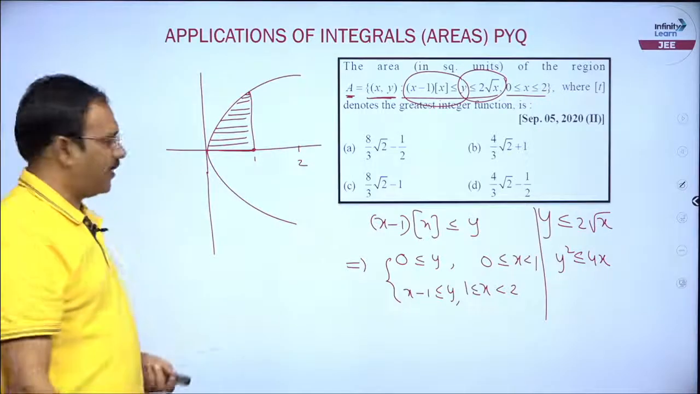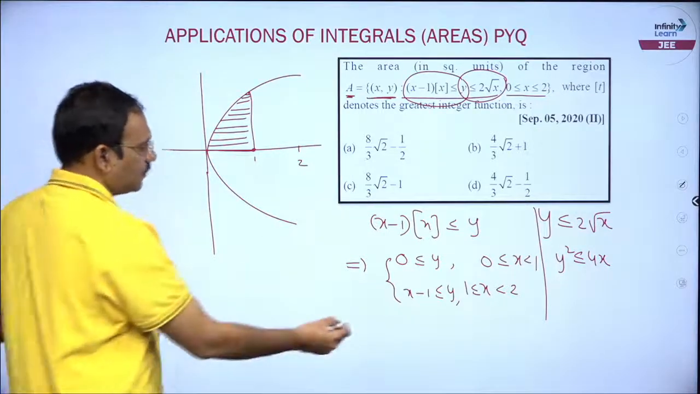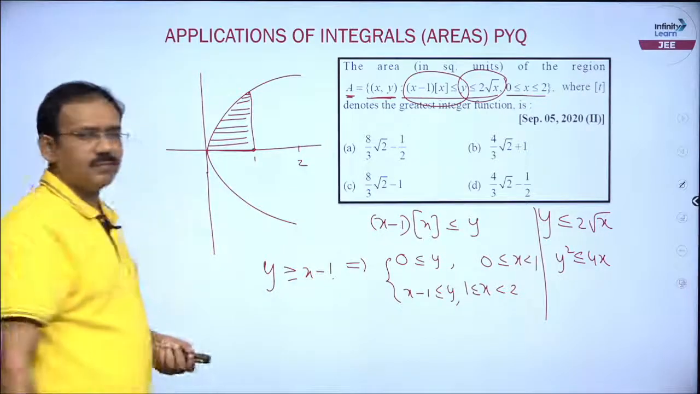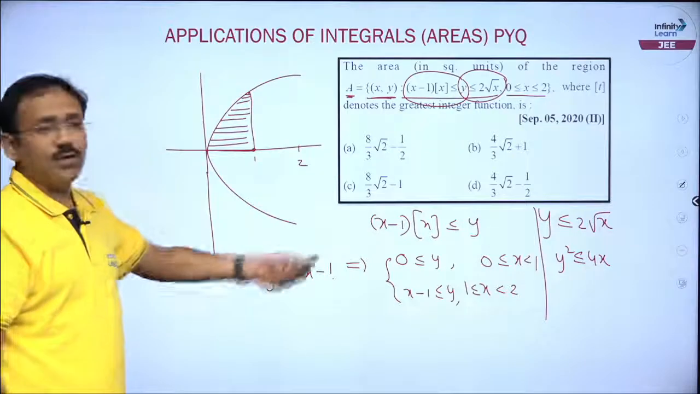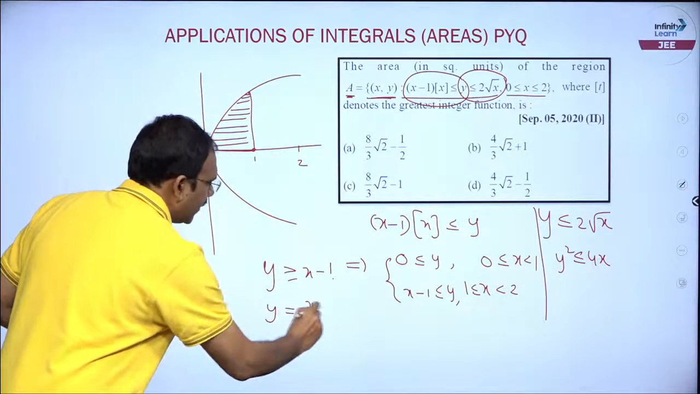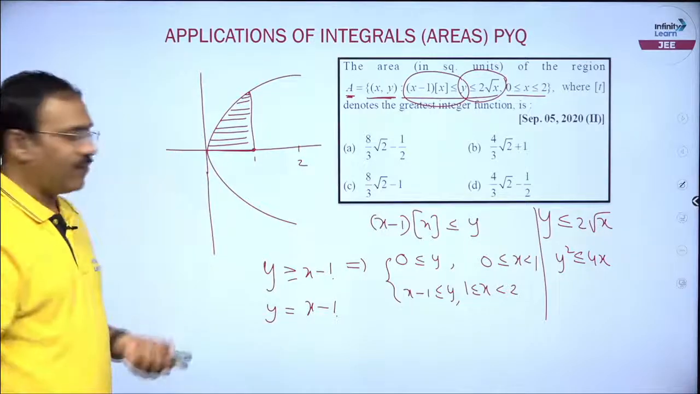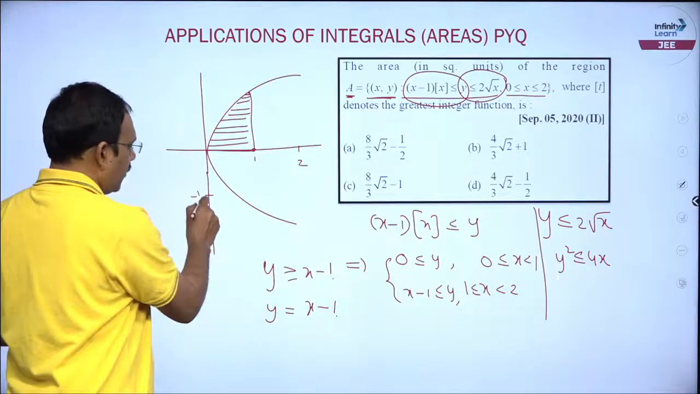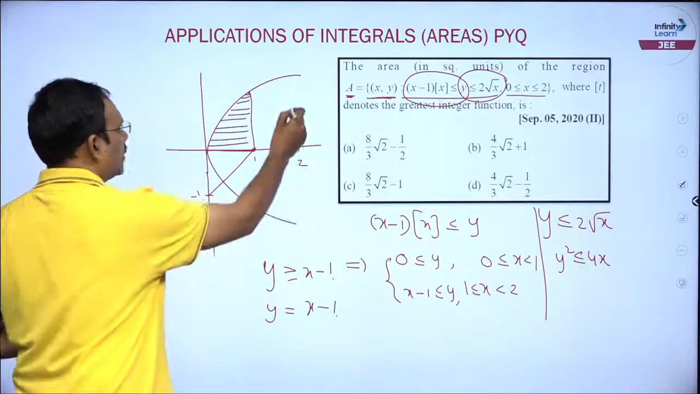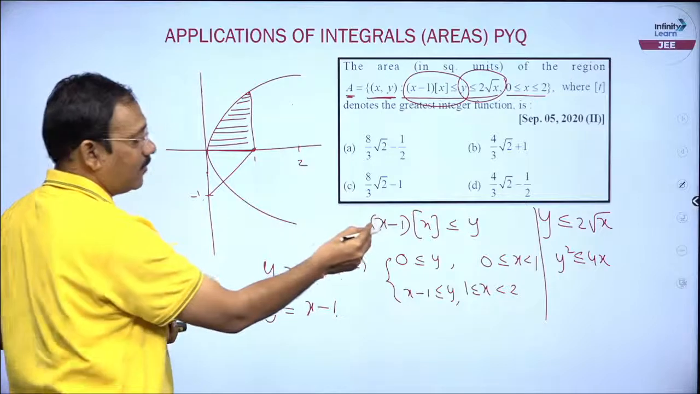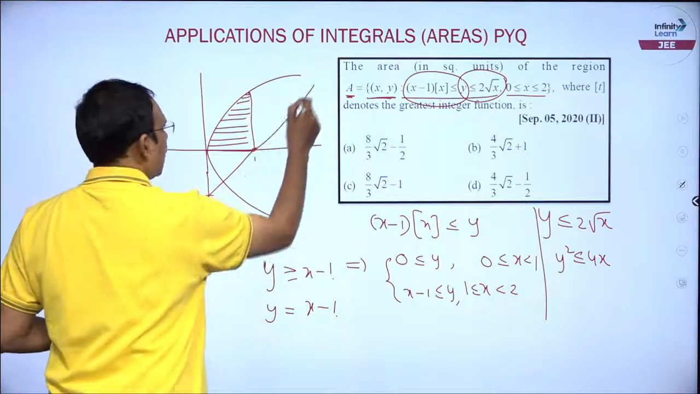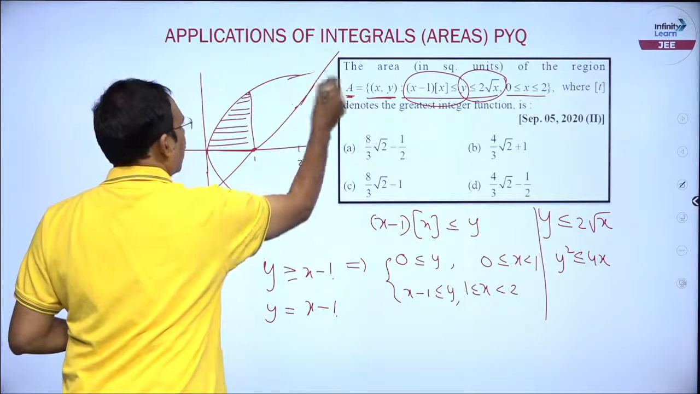The next one, my dear friends, is 1 to 2, y is greater than or equal to x minus 1. Just try to draw the curve first: y is equal to x minus 1, which is a straight line with y-intercept minus 1. When x is 1 it is 0, this is the straight line. When x is 2 it is 1, whereas the parabola will be, when x is 2, 2 root 2. So, this is the straight line that you are going to get, my dear friends.